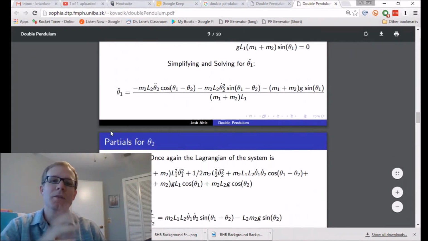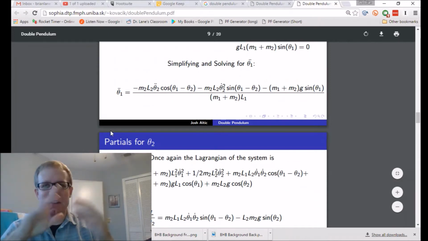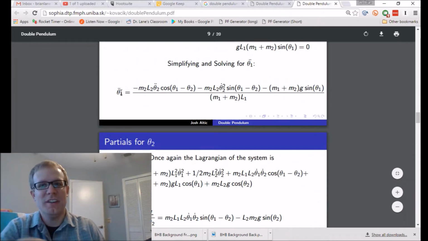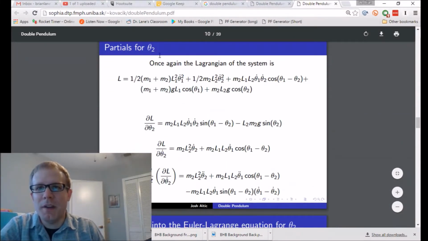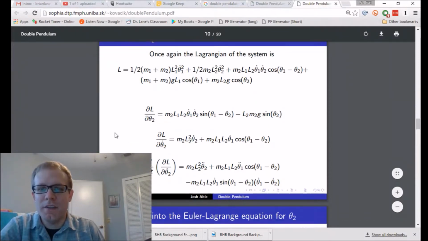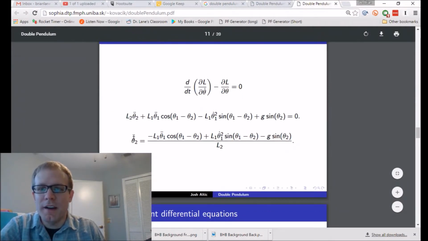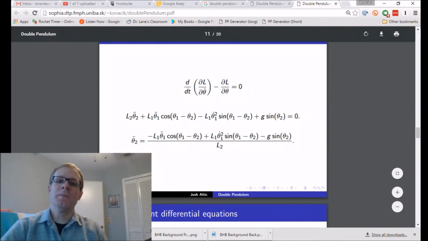You end up with two equations and 2 unknowns. I know it looks like there's a lot of unknowns, but really what you're interested in are the second derivatives. But the problem is there's a second derivative here and a second derivative here. And when you apply Lagrange's equation for theta 2, you end up with a second derivative here and a second derivative here.